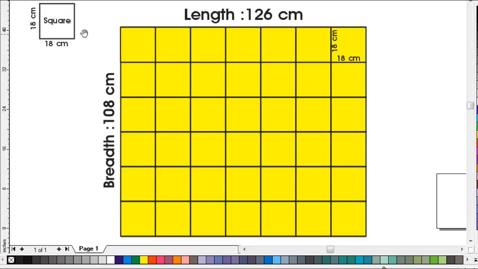To find the total number of largest squares that can fit into the rectangular sheet, I will divide the total area of the rectangular sheet by the total area of the large square. The total area of the rectangular sheet is the product of its length and width, while the total area of the square is the product of its two sides, that is, length multiplied by length.